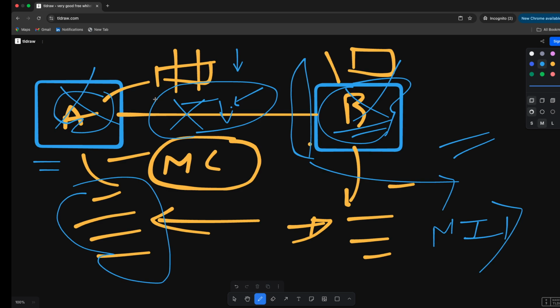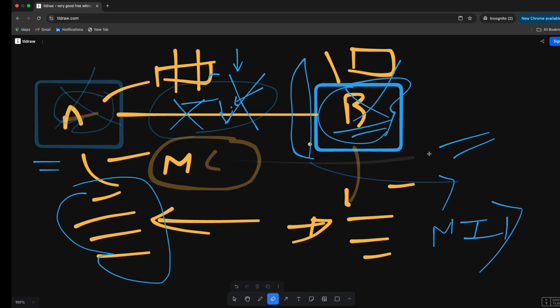So I mean, even if a person is sitting in between, if he changes the message, then only the CRC will change, right? So let me see. Yeah, I got what he's trying to say now.